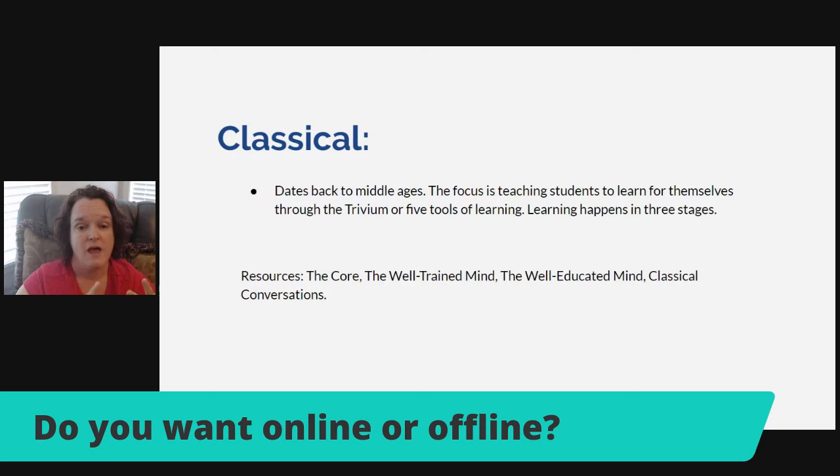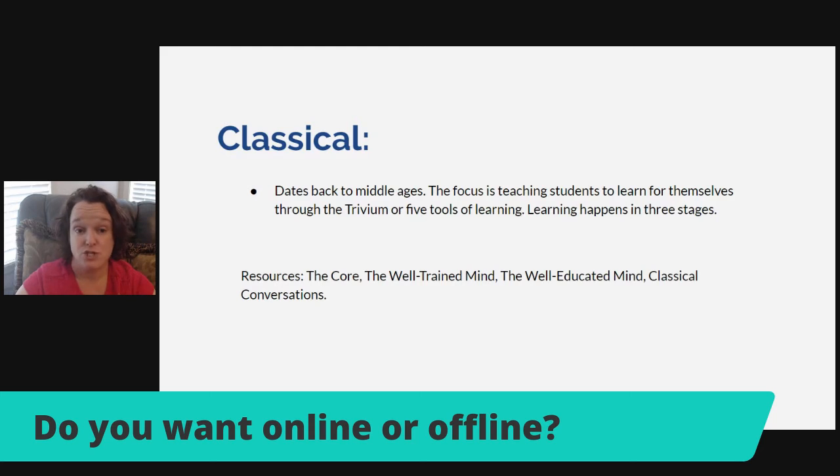The Core, I have not read that one. The Well-Trained Mind is the book I found at the library way ago, and it had everything I needed. I bought other curriculum, but it gave me all the suggestions on what to buy, and I was able to go look and find what worked for me. They've got another book called The Well-Educated Mind, which is for the parent, and I have not read that one.